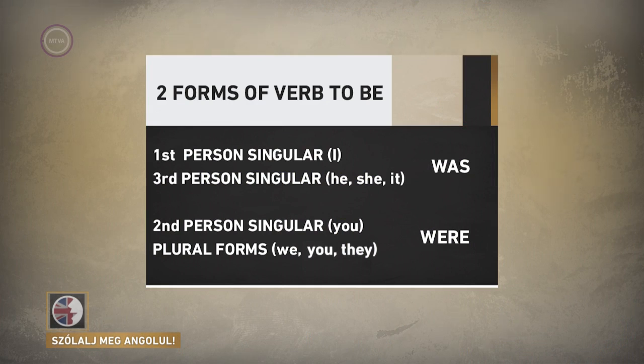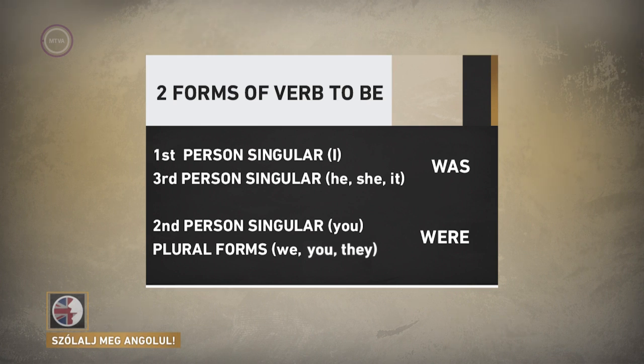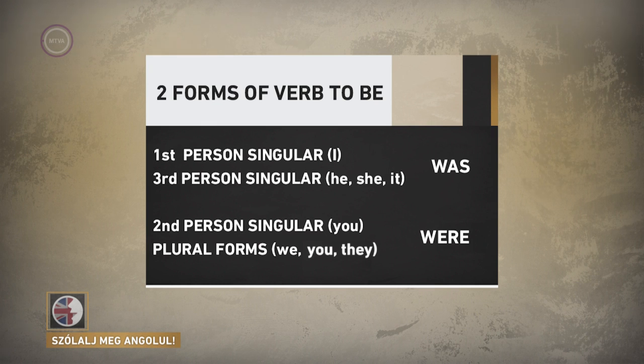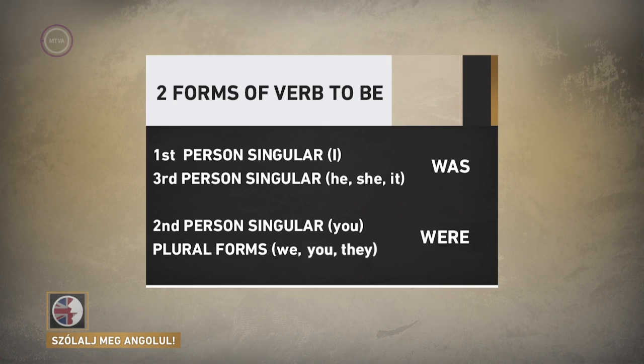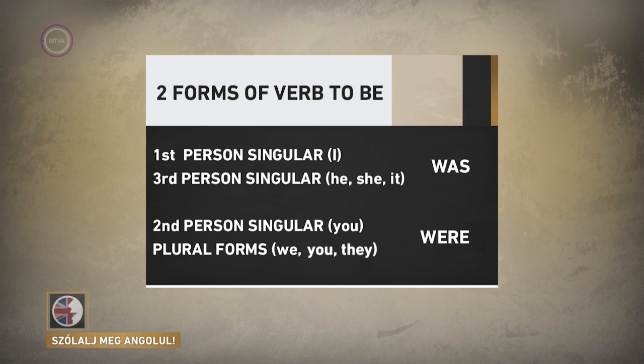In the past simple version of the verb to be, we've got two forms. We use was for the first person singular and the third person singular forms. So, if we're talking about I, or he, she, or it, then we use was. I was, he was, she was, it was. Simple. If we're making a sentence with the second person singular, you, or the plural forms, we, you, and they, then we use were. Easy.